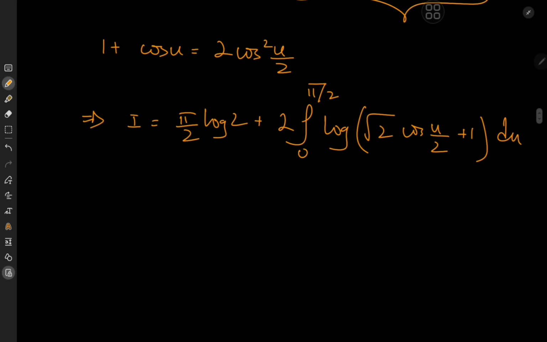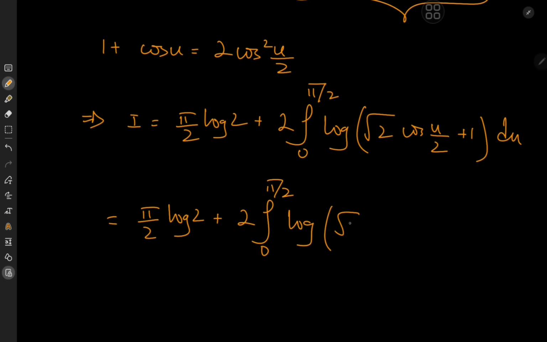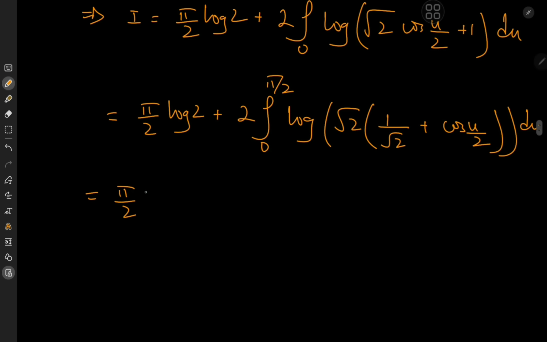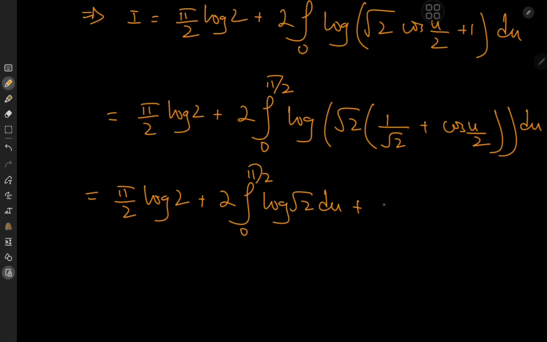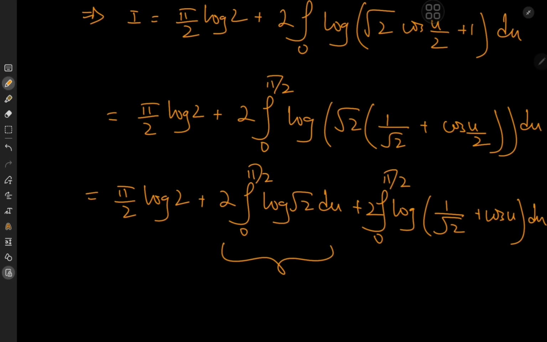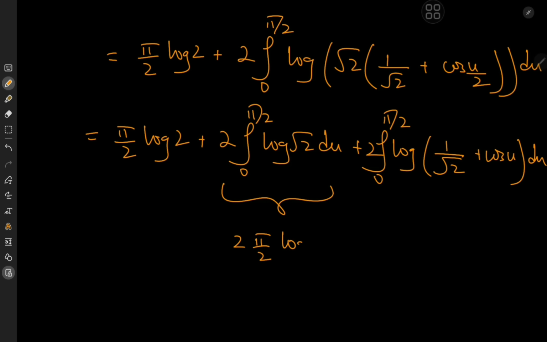And again, using the properties of the logarithm, we could write this as a sum of two integrals if we factor out a root 2 from the argument of the logarithm. So we have pi by 2 times log 2 plus twice the integral from 0 to pi by 2 of the logarithm of root 2 factored out, leaving us with 1 by root 2 plus cosine u by 2 integration with respect to u. That means we have pi by 2 log 2 plus twice the integral from 0 to pi by 2 of log root 2 du plus the integral from 0 to pi by 2, and of course this factor of 2, of the logarithm of 1 by root 2 plus cosine u du. And this integral here is just going to sort out to 2 times pi by 2 times log root 2, which could be written as 1 half of log 2, some cancellation.